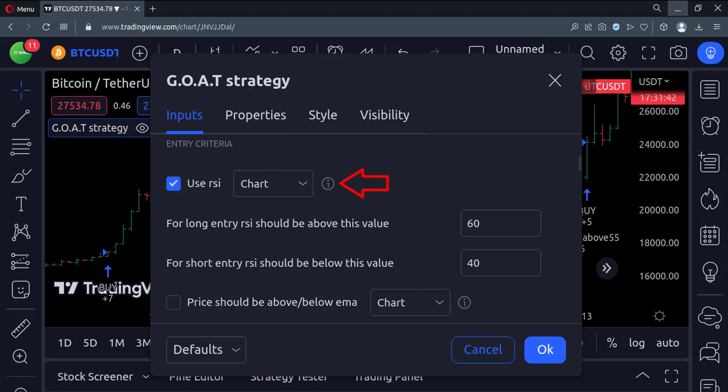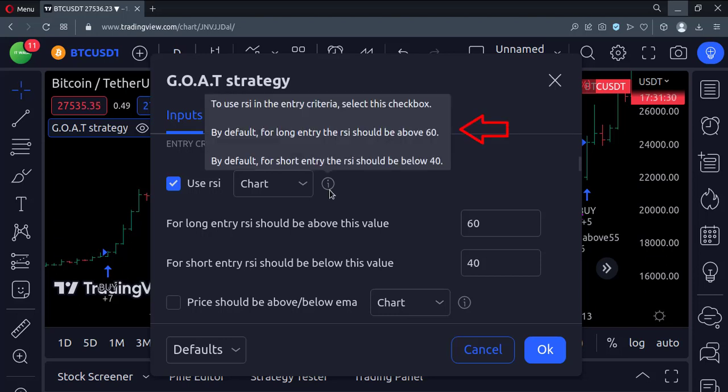Near every such input, I have given a tooltip circle like this. Just hover the mouse over this icon, and you will see the details about that option, like this.